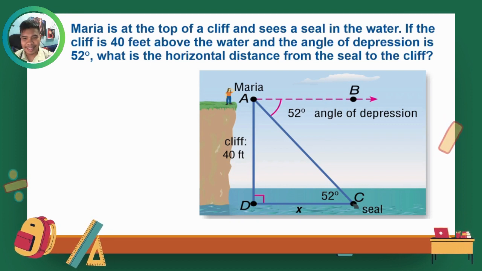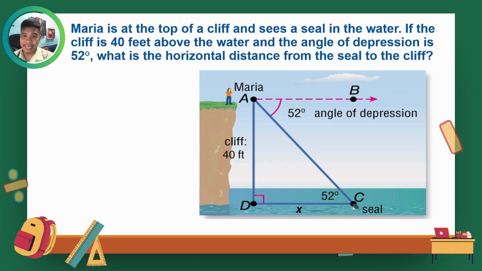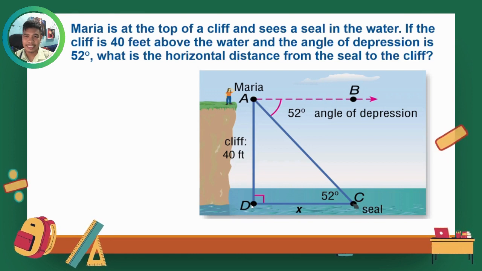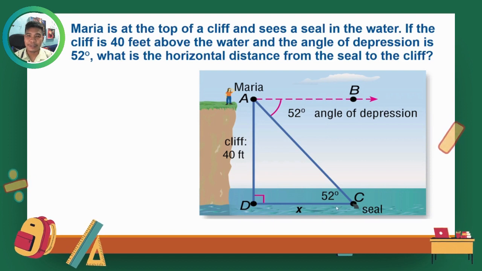And as you can see, the side X here, or the line DC, or the horizontal distance from the seal to the cliff, is the adjacent side of the right triangle. So if we are to analyze it, we are going to use the opposite side to get the adjacent side. Again, what particular trigonometric function are we going to use to solve this particular problem? Very good. We're going to use again the tangent function.